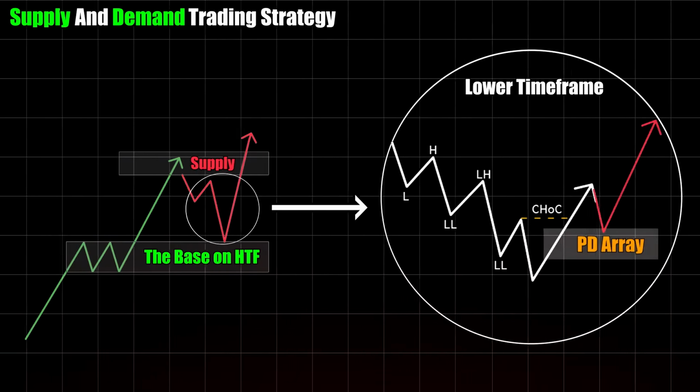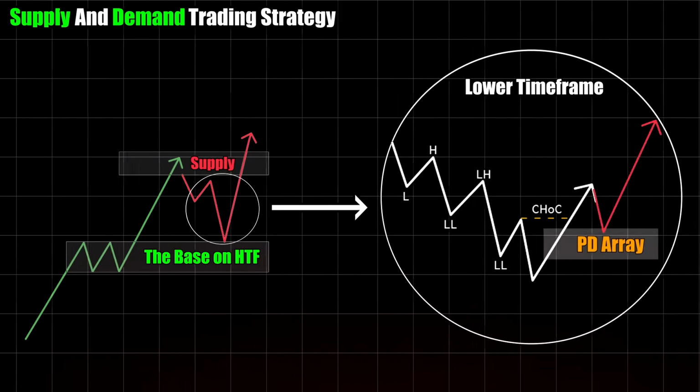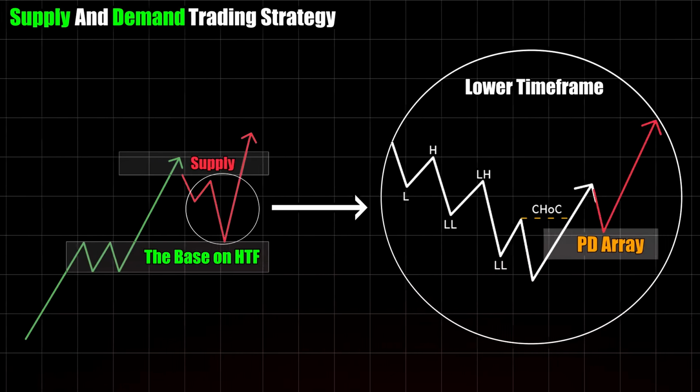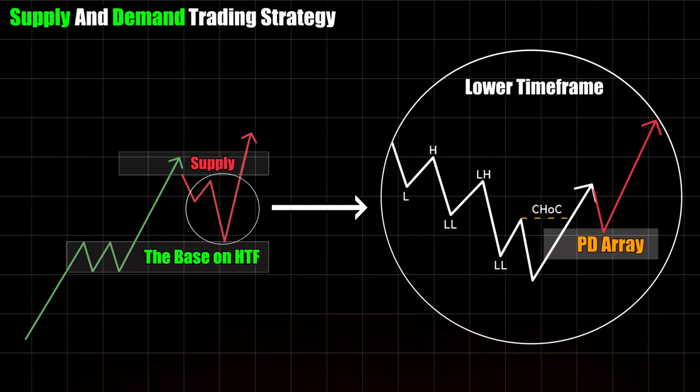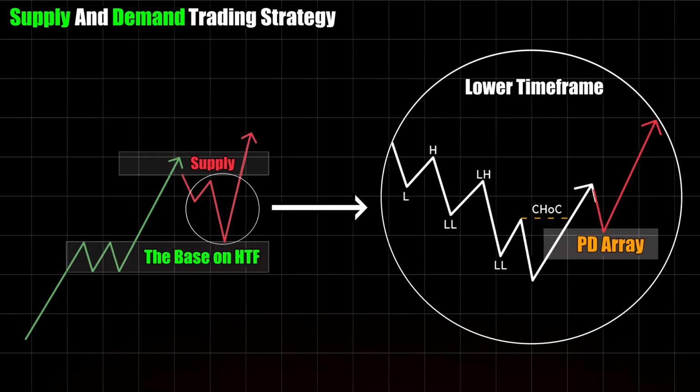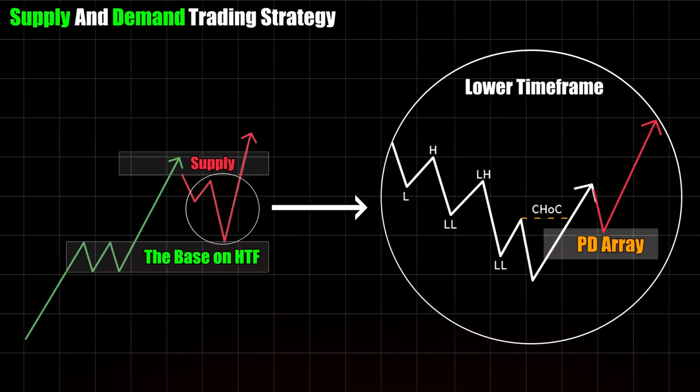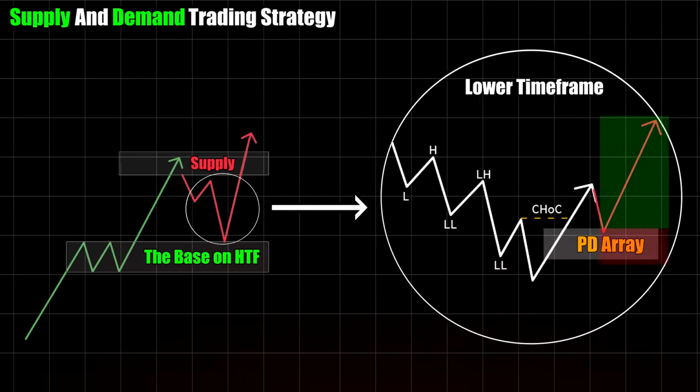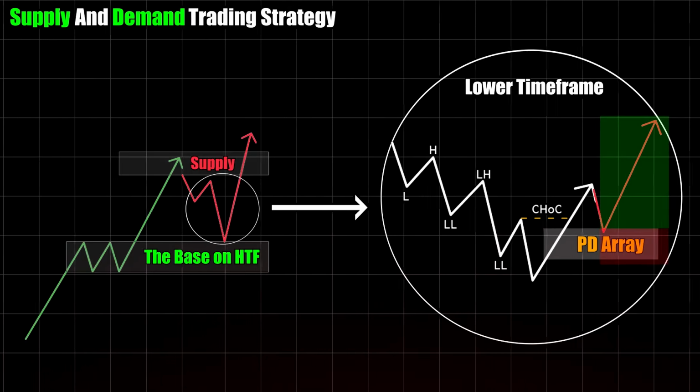Step 4. Once the shift is confirmed, look for a price delivery array. This could be a fair value gap, an order block, a breaker block, or a mitigation block. Which PD array you use depends on your specific trading plan, but the core idea is the same. Wait for the trend to change, then you look for entries.